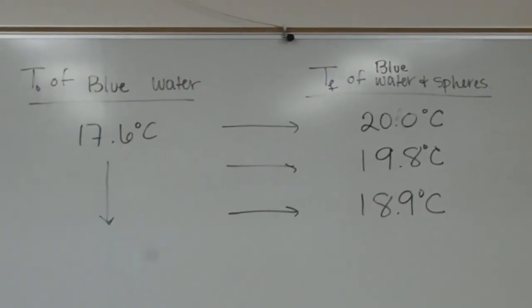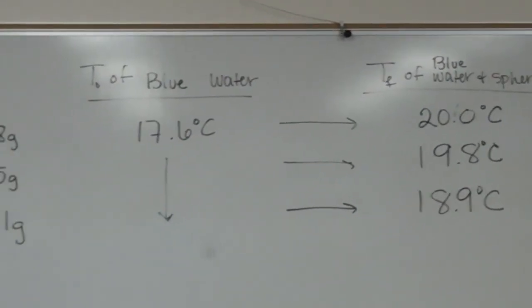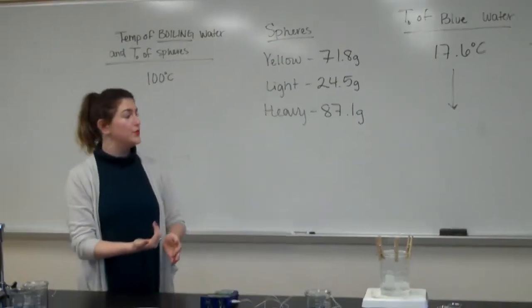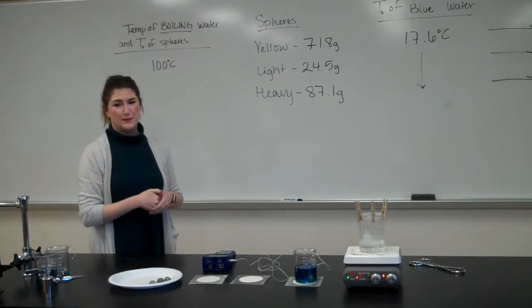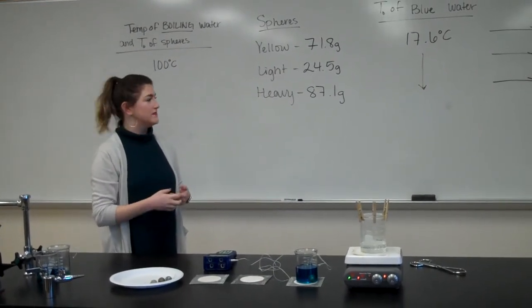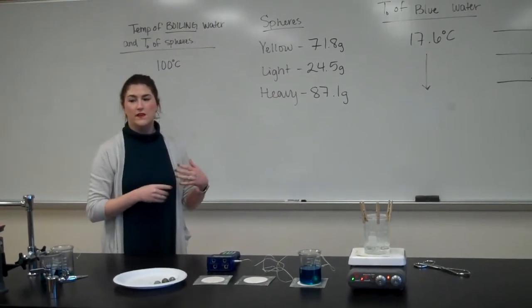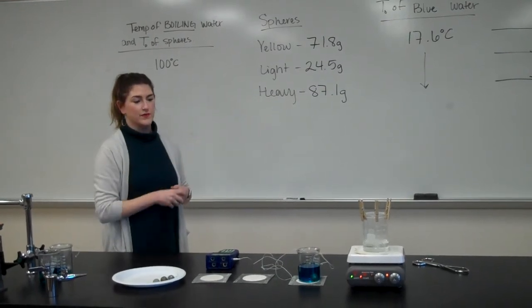So at this point, all of the heat that was in the spheres is now transferred into the room temperature of the blue water. What you guys are going to do now is figure out the change in temperature between each of your objects, and that will allow you to calculate the specific heat of your spheres.